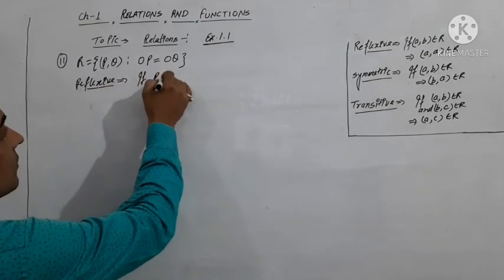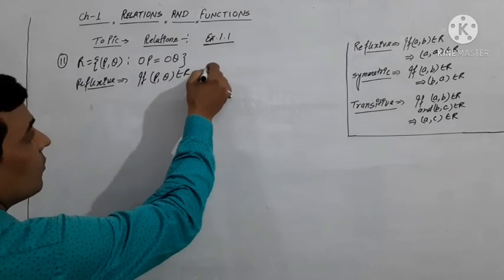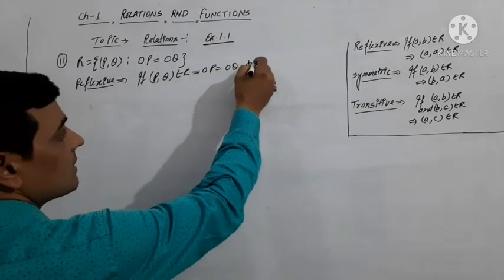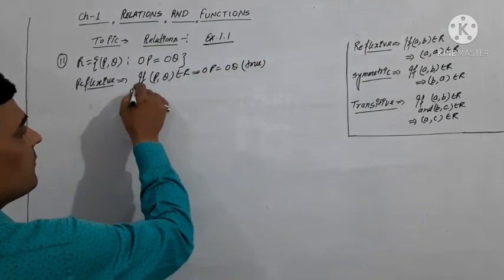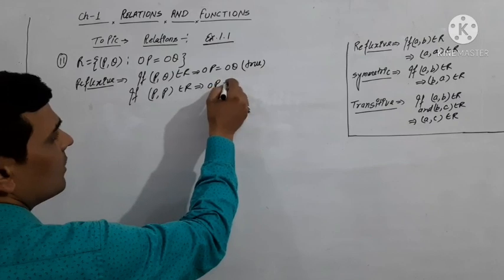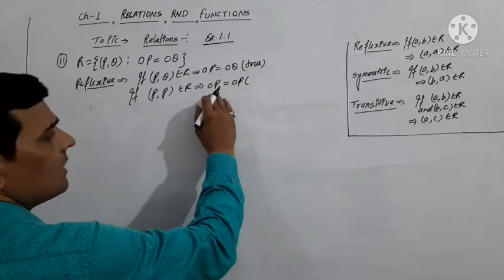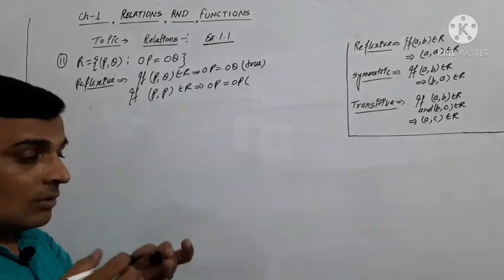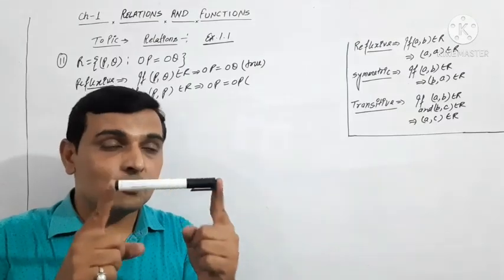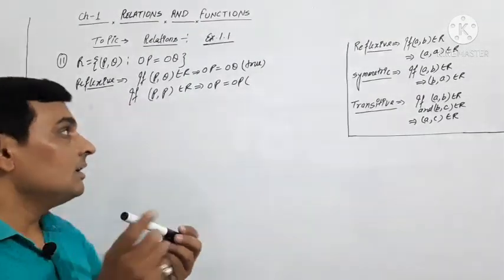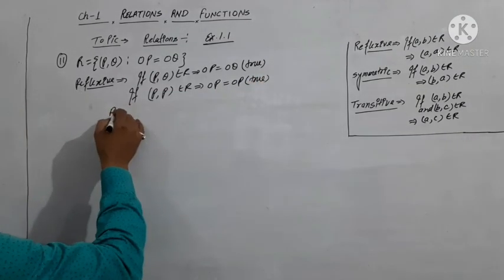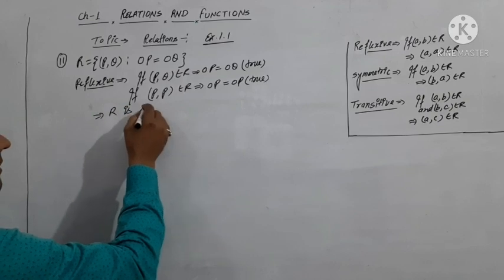If (P, Q) belongs to R, then OP is equals to OQ. This is given, so it is true. If (P, P) belongs to R, then OP will be equal to OP. Distance OP is always same as distance OP. कोई भी distance अपने आप में equal तो होगी. तो ये distance suppose करिए OP है, तो ये OP distance OP अपने आप इक्वल होनी है. So OP equal to OP, this is true. So R is reflexive. Clear?